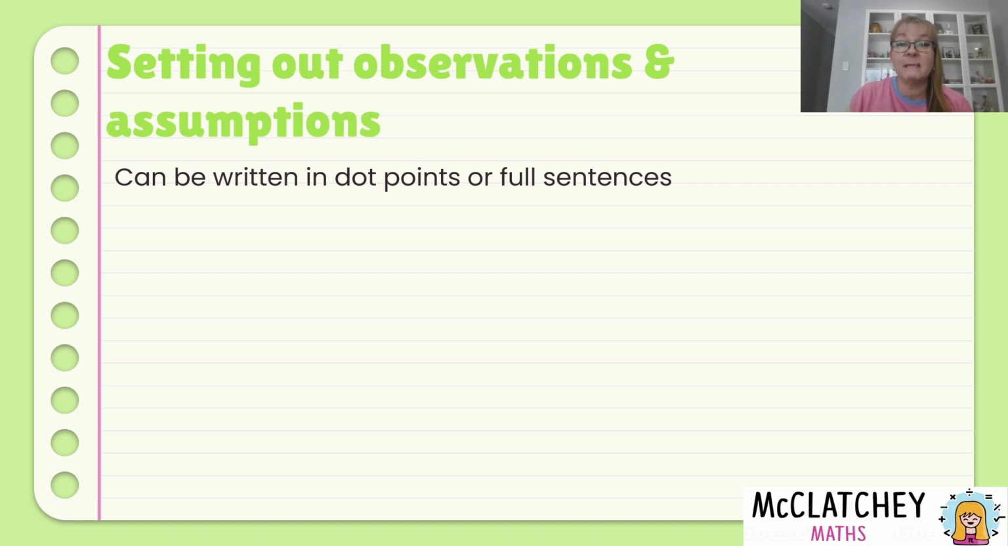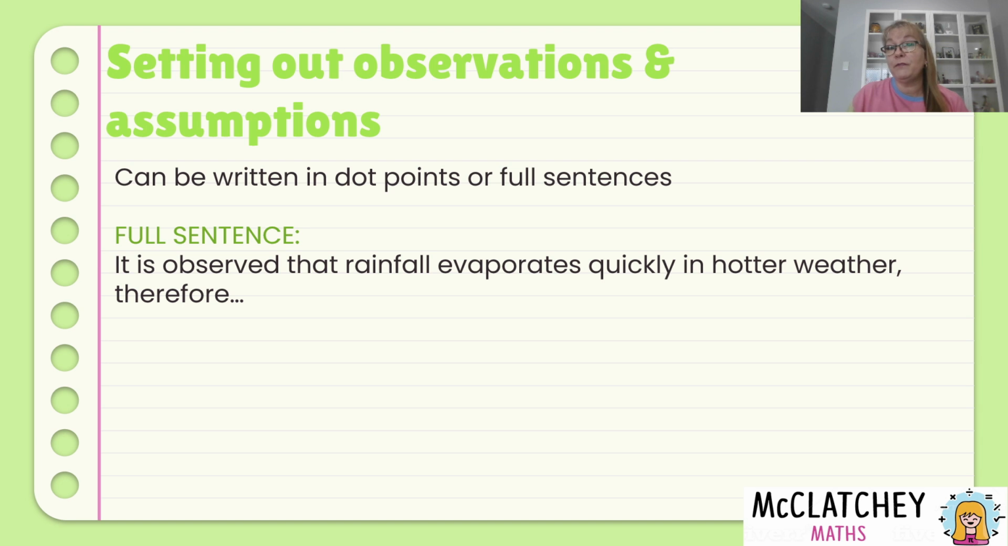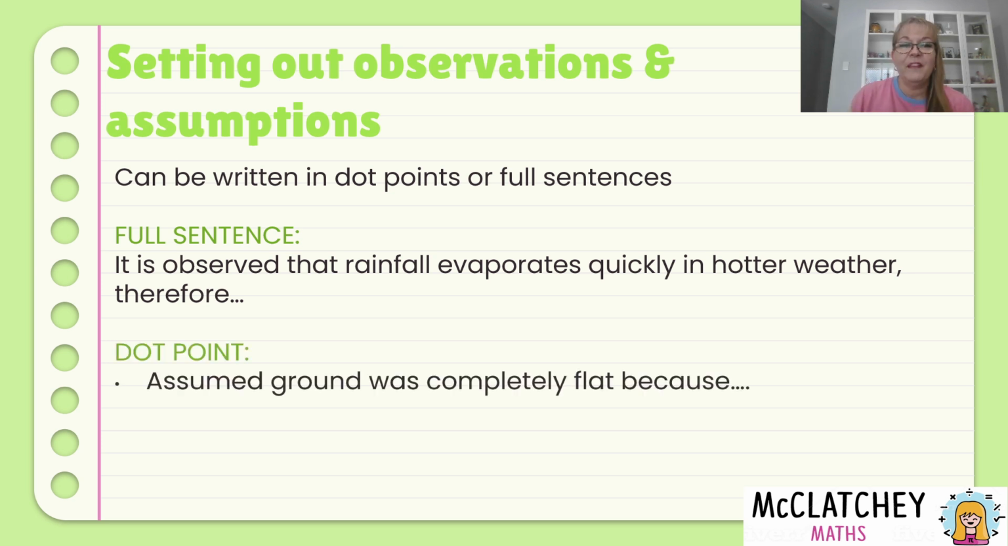Either is acceptable. Here's an example of a full sentence one. It is observed that rainfall evaporates quickly in hotter weather. Therefore, now this linking word therefore leads to your justification. You could also put this as a dot point. Assume the ground was completely flat because. So notice here I've used the word assumed and here I've used the word observed.